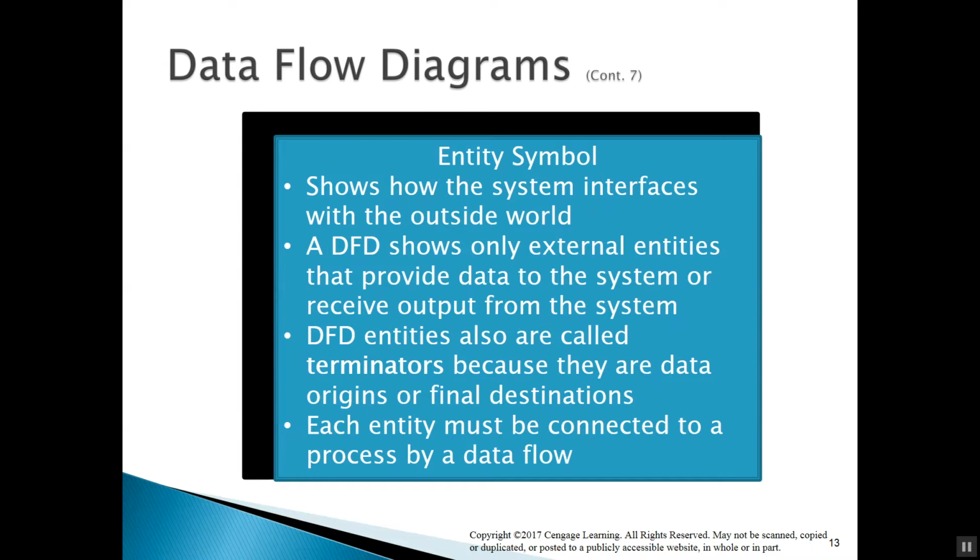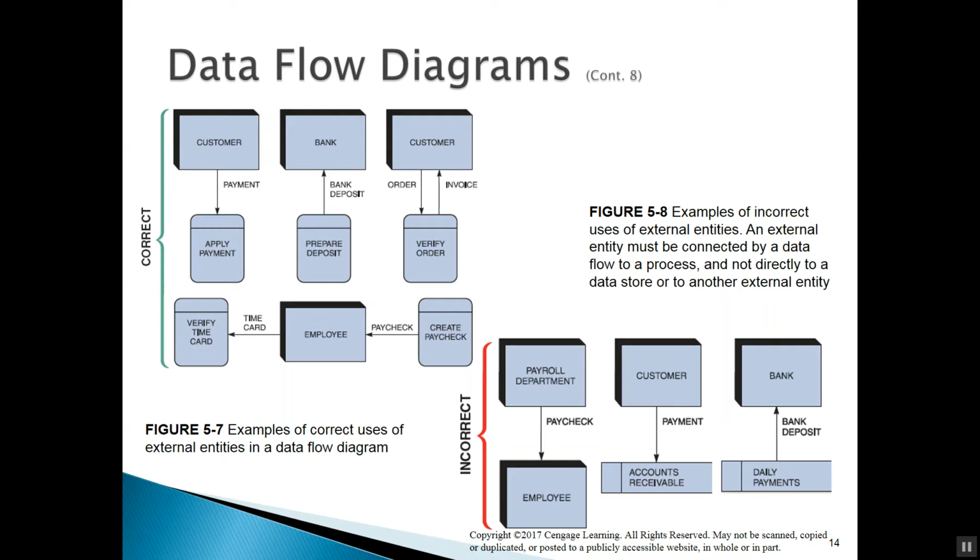So we've got entity symbols. It shows how the system interfaces with the outside world as a whole. Now, we see a bank, a customer, they're outside entities. An employee is outside of the system. So yes, they are in the organization, but they're outside the system. So they are an entity. Okay.